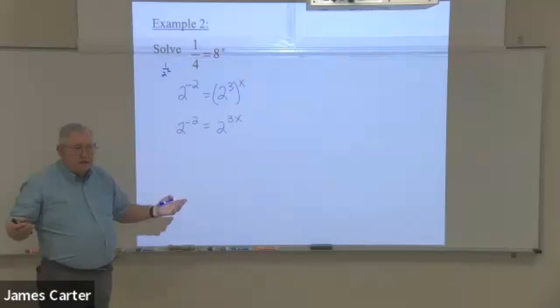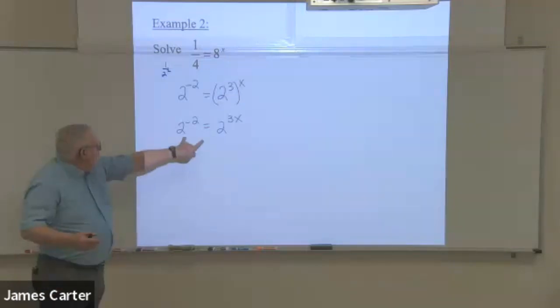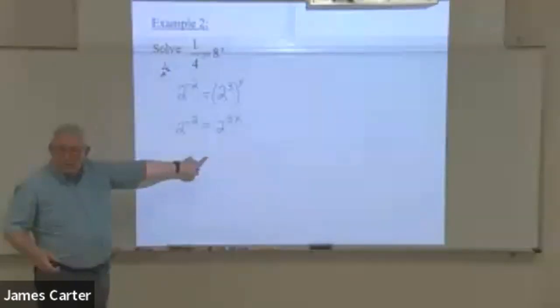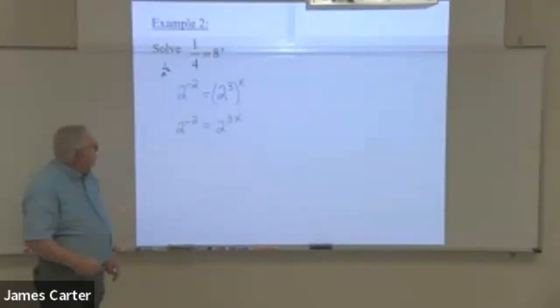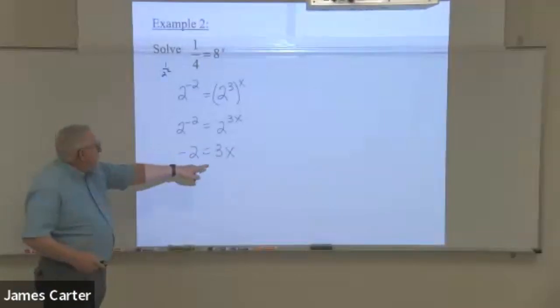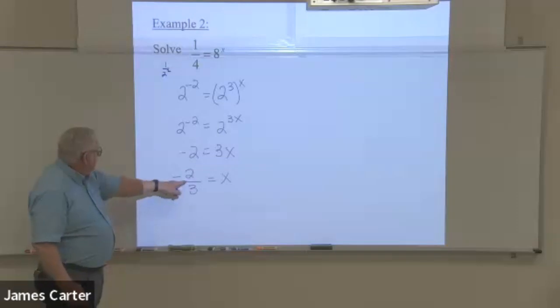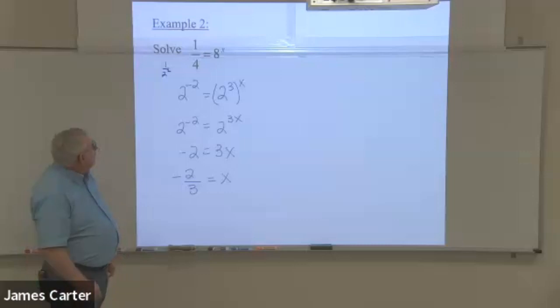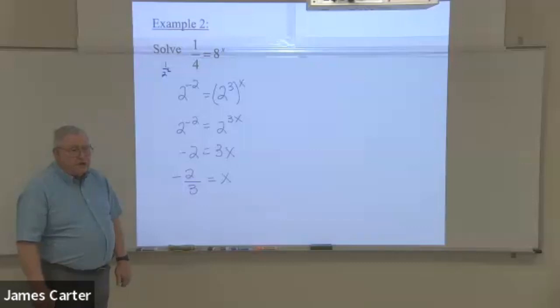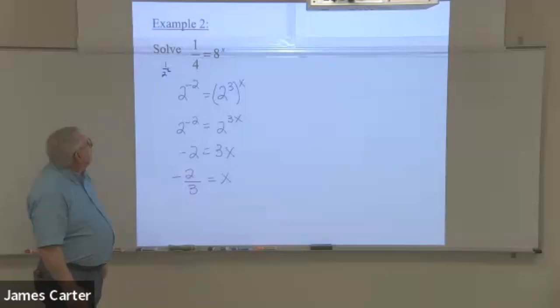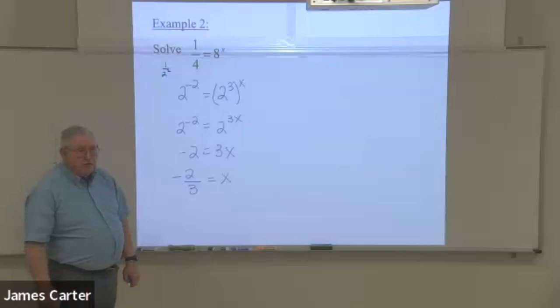What's coming next? Pull the bases. Okay, pull the bases. Both sides. And we get a simple equation. And we solve it. And we get x equals negative 2/3. Well, you can actually put a negative 2/3 in there and prove that that is correct. Cube root of 8 is 2, squared, negative squared, is 1/4.